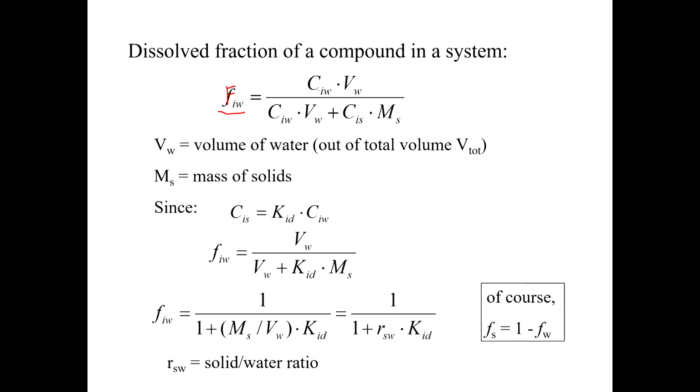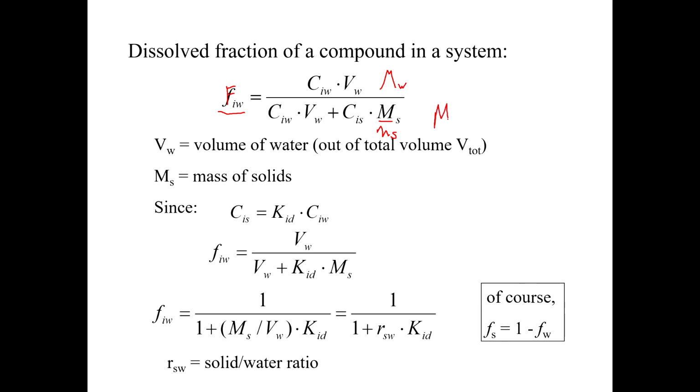Okay, so we've seen a formulation like this before. CW times VW would be the mass of the chemical in the aqueous phase. CW times VW, this is the mass in the aqueous phase. CS times, and now this is the mass of solids, right? No longer the volume, but now the mass of solids. This would be the mass in the solid phase.